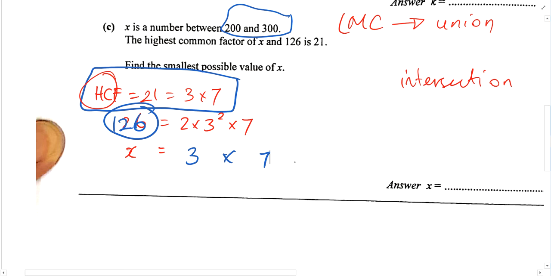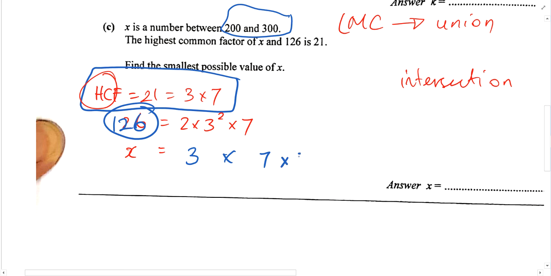Okay, what if I choose to multiply it by another 3? So let's say it is 3 squared. Will the HCF still be 3 times 7? Will it? No, what will the HCF now be? 3 squared times 7. Because the intersection between 126 and x will be 3 squared times 7. So it cannot be this.